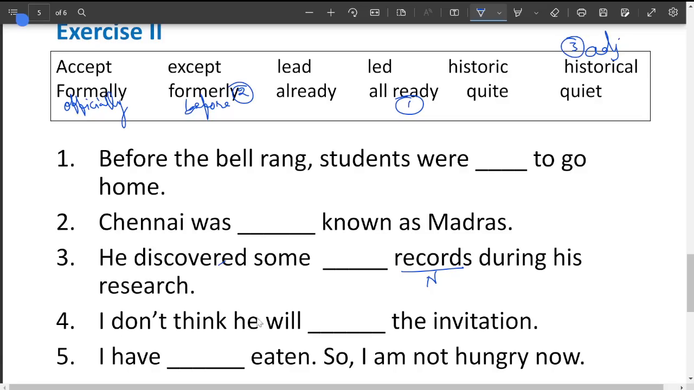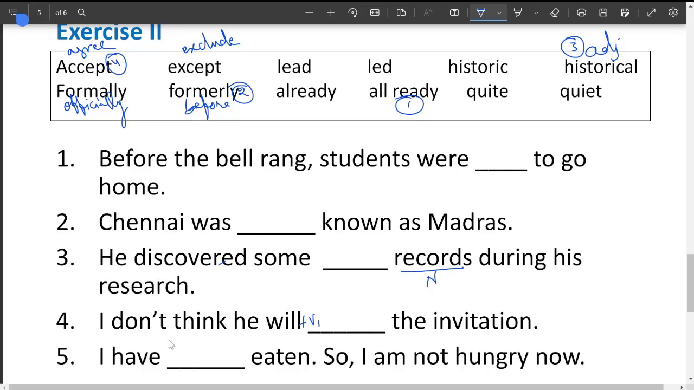Next, I don't think he will dash the investigation. Will is always followed by V1. He will dash the investigation. So what can you use here? He will quit, lead, accept, except. Accept means agree. Except is in the sense of other than this, excluding. So I don't think he will accept the investigation. That is the fourth one.